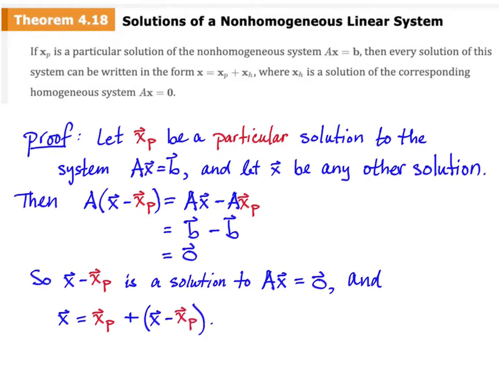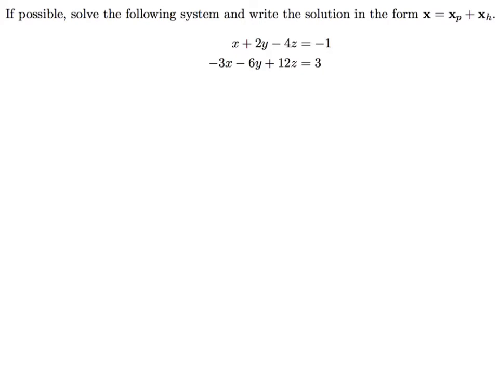as X sub P plus X minus X sub P. And so we've got any solution to the non-homogeneous system, X, and we've expressed it as X sub P plus some solution to the homogeneous system. So that X minus X sub P is just the X sub H that we were looking for. So it's simple, but a little bit mysterious. All right, so let's use this theorem and find a solution to a non-homogeneous system and express it that way.